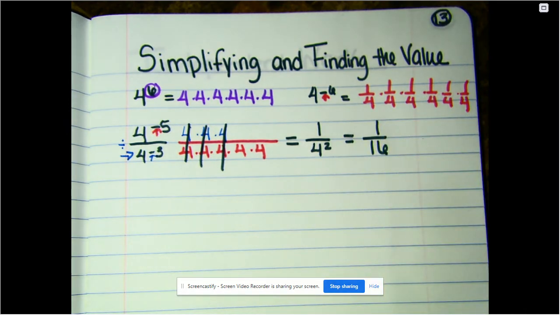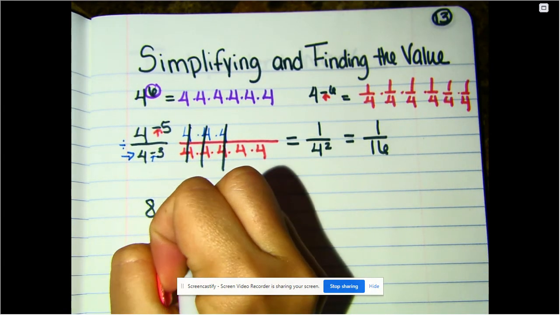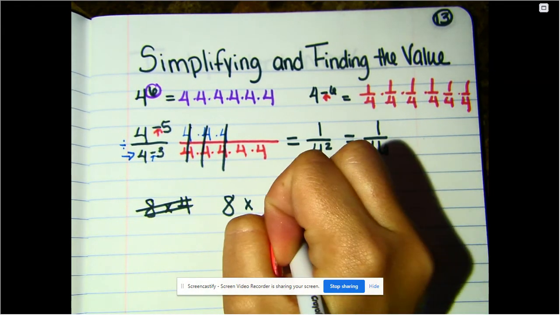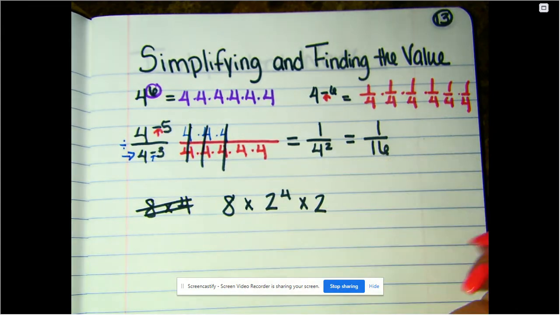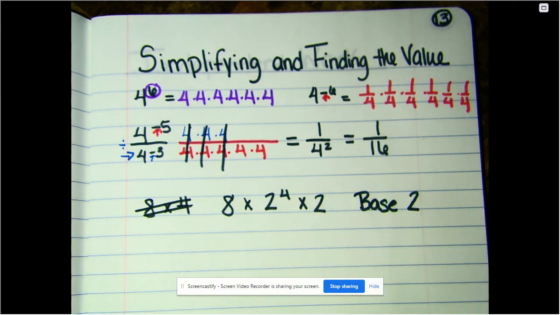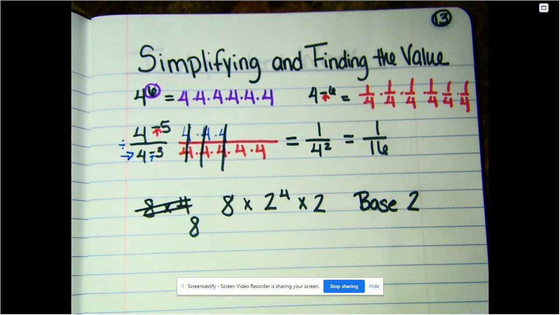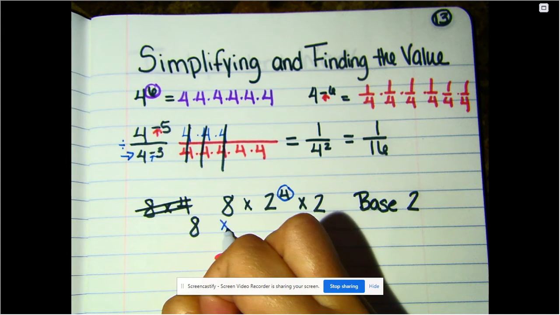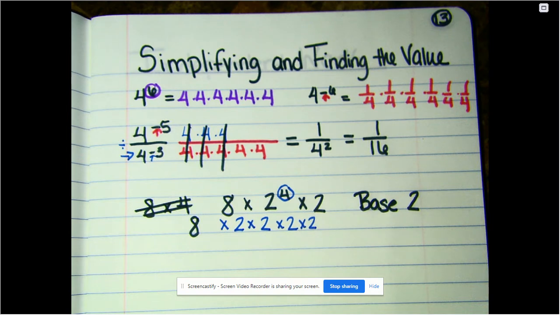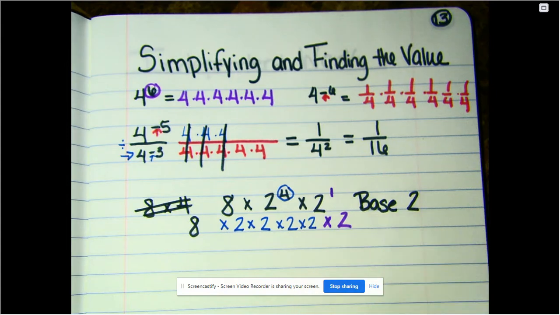Okay, so now it's time to get into the real meat of this. So we're going to do 8 times 2 to the 4th power times 2. Okay, so let's look at this and let's write this with the base of 2. There's a couple ways to look at it. Okay, let's look at 8. So I know that 8 is already there. And then I also know that this 4 here lets me know I'm writing out 2 4 times. Okay, and then this 2 is still there, and I write that out 1 time.